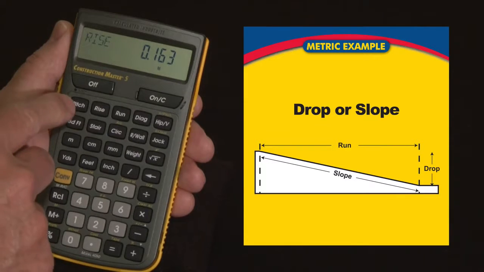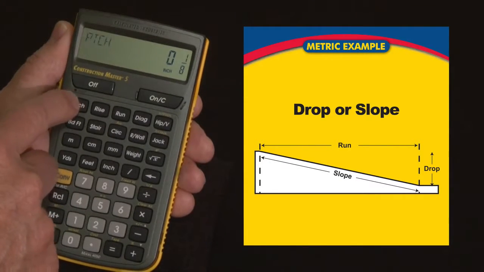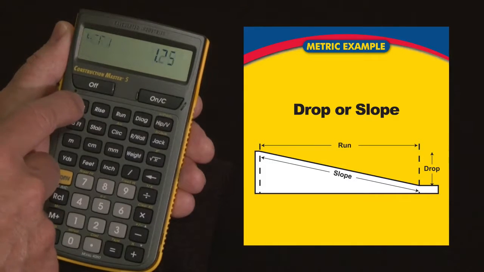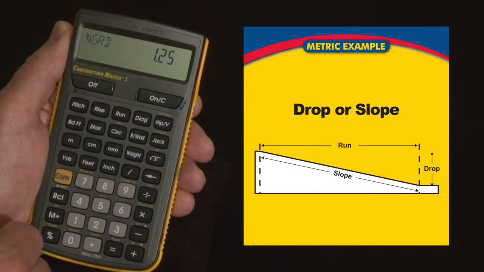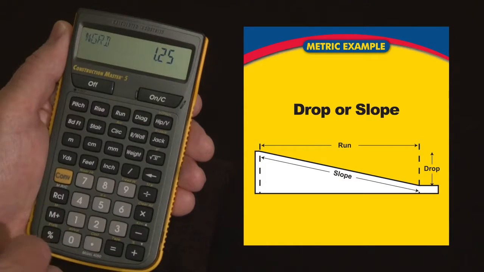You can also see the percent grade. Let me press the pitch key here a couple of times. It's 0.72 degrees, and the percent grade is 1.25. Oh, we knew that.